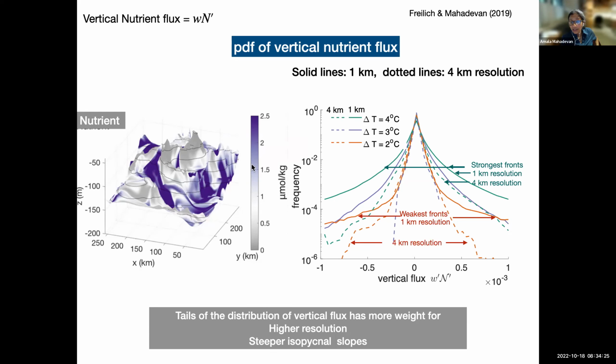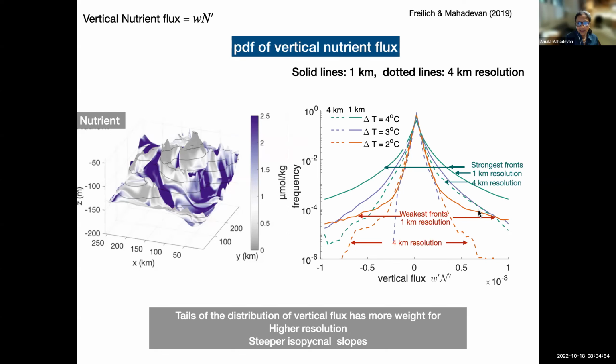And at the strongest fronts, which are the green lines, at 2 different resolutions, what you see is that the highest fluxes, or the strongest fluxes, are really in the tails of this distribution, where you get the very high fluxes. And the 1 kilometer model resolution has much fatter tails than the 4 kilometer model resolution. And you see that the stronger fronts, which are the green lines, have much fatter tails than the weaker fronts, which are the red lines.